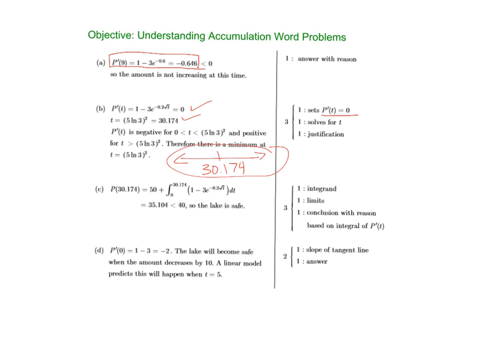All right, letter C. Again, don't forget that initial value. Initial plus the integral, which is less than 40. So this is nice. The integrand, just putting that inside the integral. The limits, 0 to 30. And the conclusion. So the conclusion kind of involves that 50. And then the last one, just finding the slope of negative 2 gives you a point. And then figuring out the t equals 5 gives you a point.